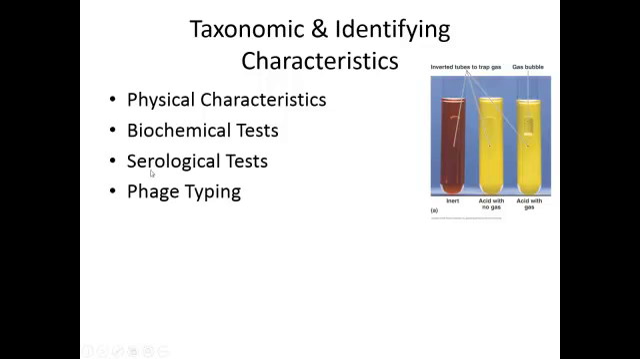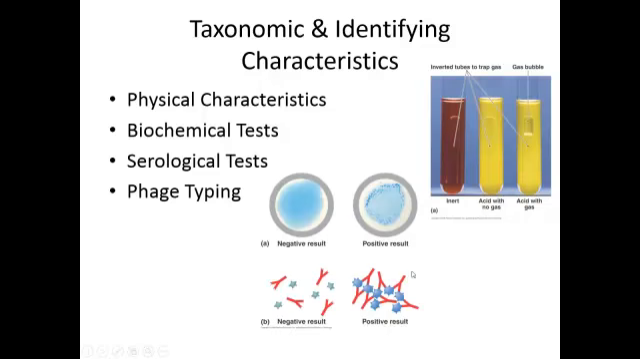Then we have serological tests. We take our handy-dandy antibodies that are specific for certain proteins, and we use them to identify bacteria. So once we've characterized, say, the causative agent of strep throat, we can get antibodies for that, and they will attach to the cells and cause them to clump.